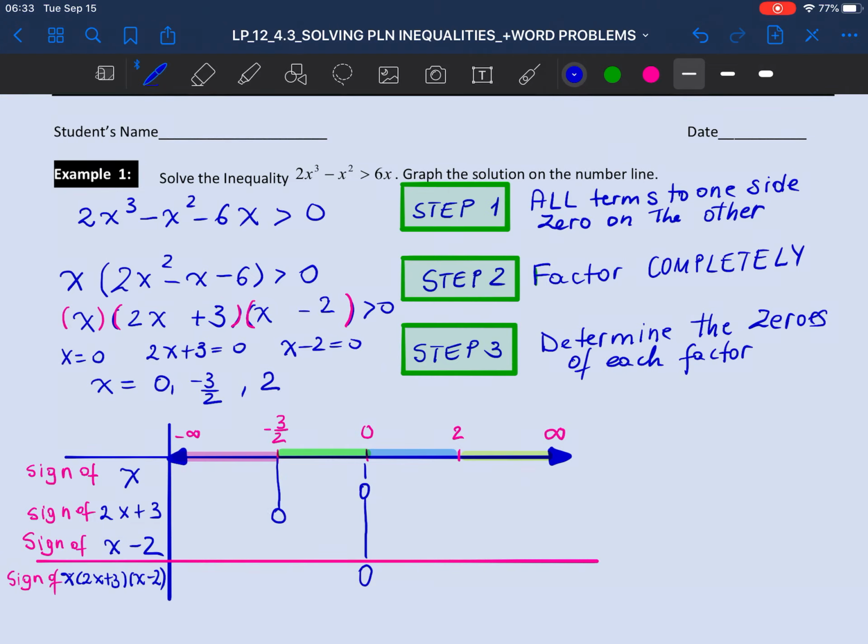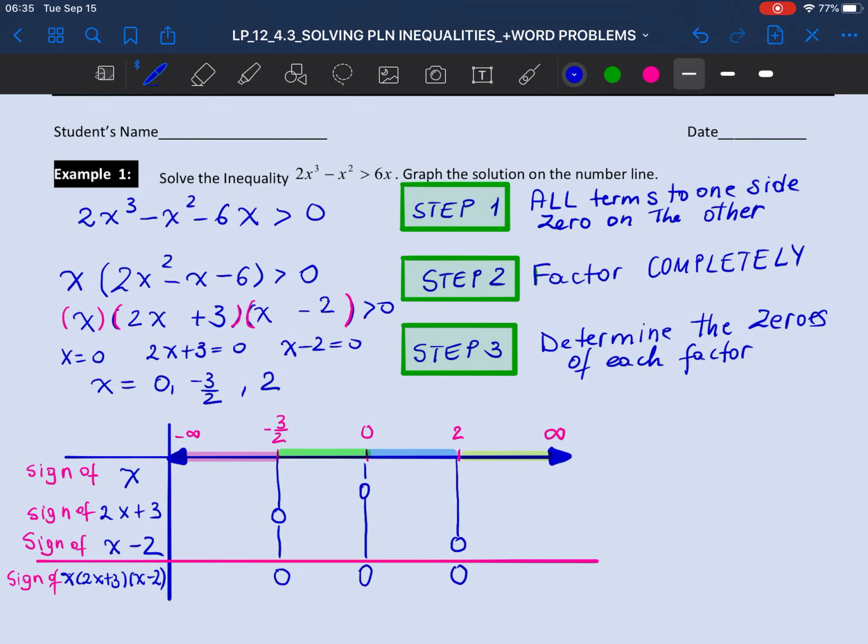So we're going to mark it by writing 0 in here because negative 3 over 2 is the 0 of 2x plus 3. Now, if 2x plus 3 is 0, then the whole product would equal 0, because 0 times anything will equal 0. Last but not least, we have x minus 2. X minus 2 will be 0 at x equals 2. And if x minus 2 equals 0, then 0 times anything will equal 0. So that will make the product 0.